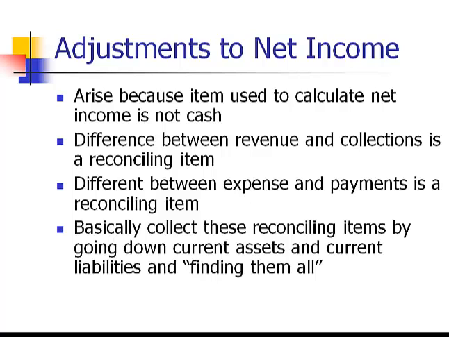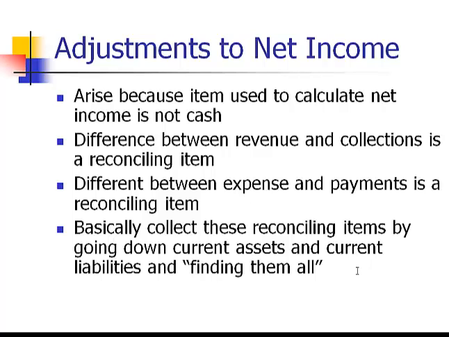Why do we have adjustment to the net income? Net income is not cash. Remember that you can collect before, at the same time, or after you earn, and you can pay before, at the same time, or after you incur expenses. So revenue and collections, when they differ, which is frequently, there's a reconciling item between what's in net income, which is revenue, and what's in the bank account, which is collections. Expenses are what's in the income statement, but payments are what's in the bank account. So when expense and payments differ, which they often do, you will have a reconciling item between net income and what's in the bank account, your operating cash flow.